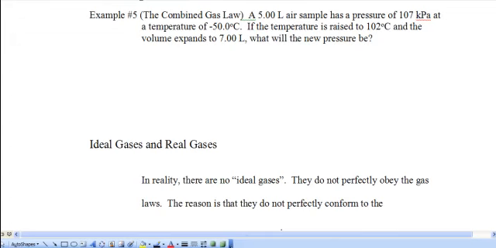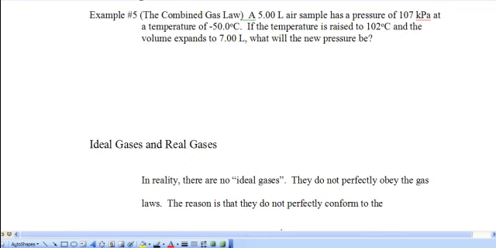And we're back to wrap up 14-3 where we're dealing with ideal gases. In this last podcast, we're going to show you how you can apply the ideal gas law to solve combined gas law problems. And then we're going to also talk about the difference between ideal gases and real gases.